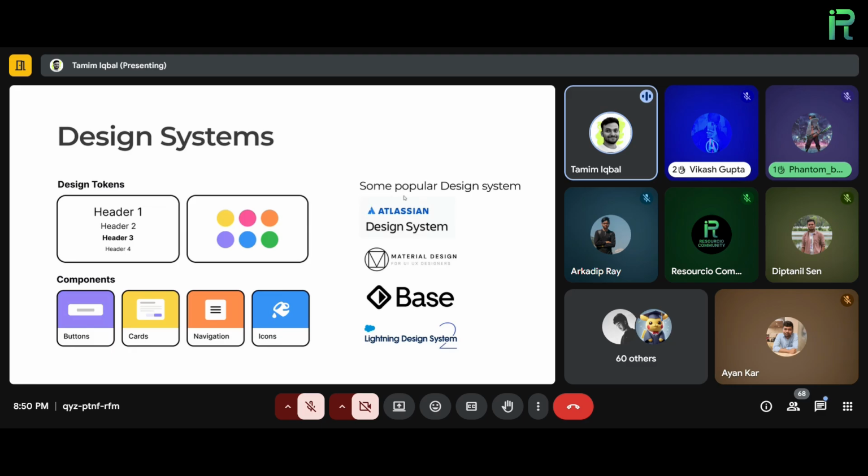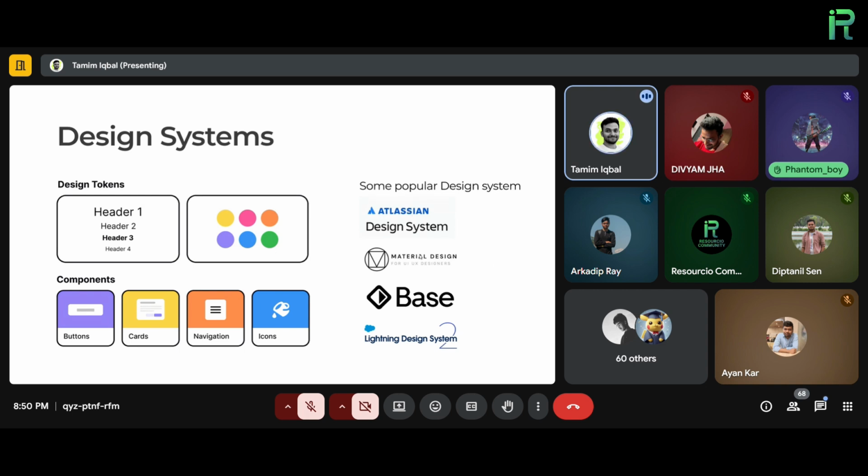And here are some popular design systems that you can refer to if you want to learn more about design systems. These are some of my favorites. Atlassian is a product based company. It's a great product. You see Jira, Confluence, these are from Atlassian. So they have a very mature design system. This design system will mostly come into play if you want to look at SaaS based products or desktop or enterprise applications.